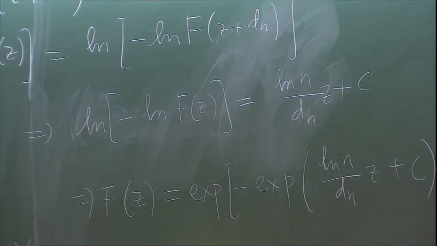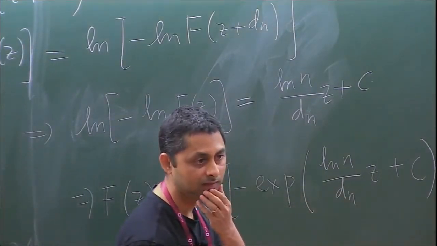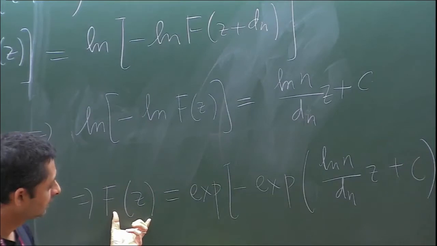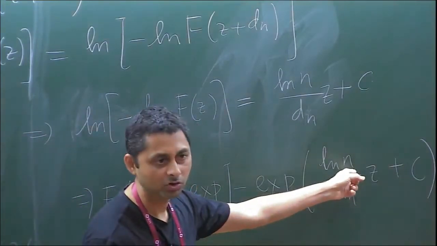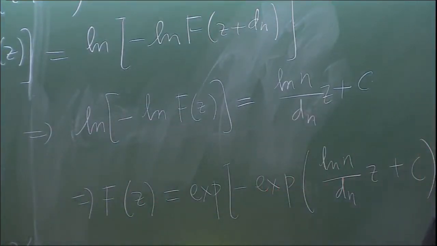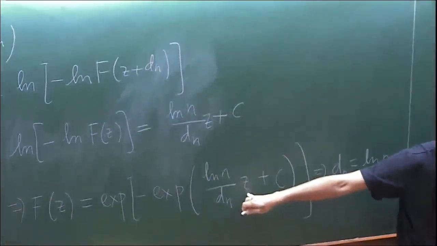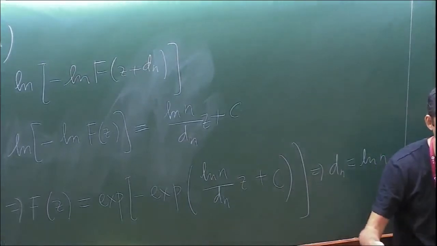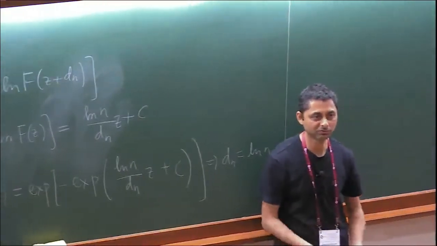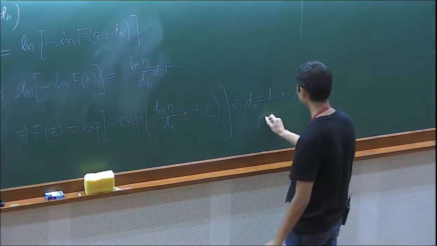And now we want these functions to be n independent, right? Because on the left hand side, there is no n. So therefore, dn has to be equal to log n, right? So it says that dn is log n. C again you can just absorb in this z, because we said that this is just a shift, right? So you can actually set c equal to 0. It's just a shift in the variable, right? You see c you can just set it to 0.